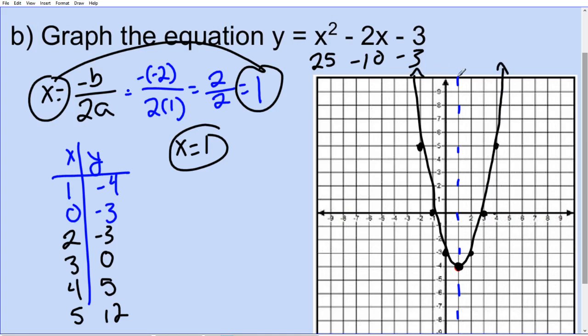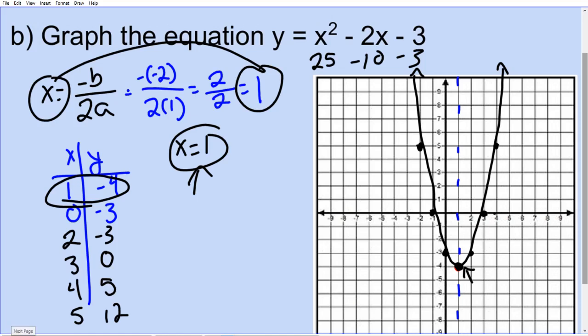Things you need to be able to do for the test. You need to be able to graph a parabola, like this one. You need to be able to find the line of symmetry. There it is. And you need to be able to find the vertex. That's him. And that we found as well.